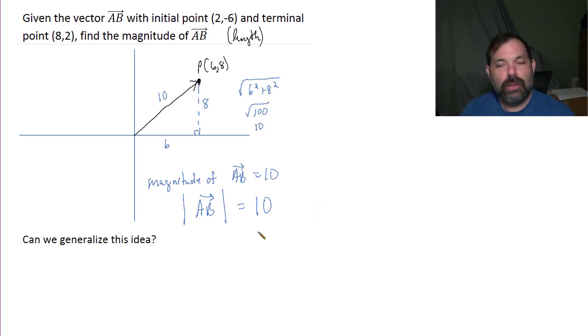Just want to mention that some textbooks use a slightly different notation for magnitude. Some textbooks would write this with double vertical bars. We will use just the single vertical bars.